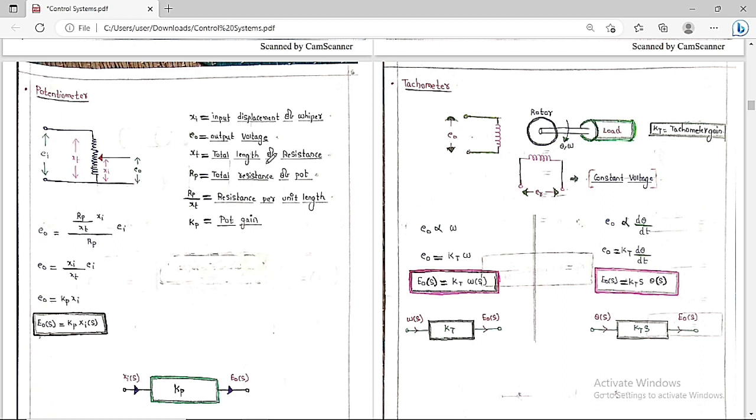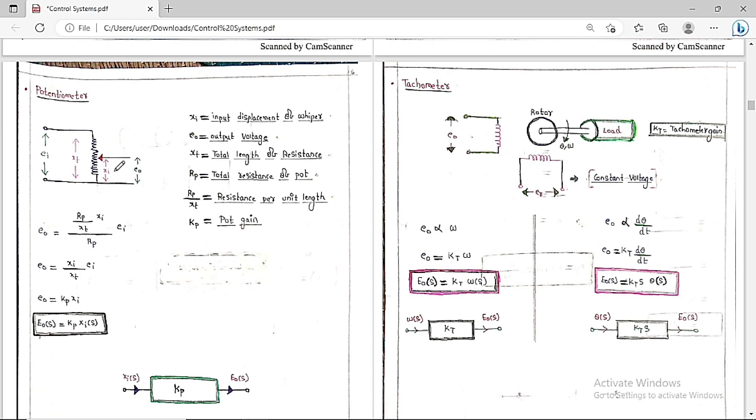So we have to remember these are the formulas. So we can say Ei. So basically we can say Xi. This Xi is called the input displacement of the wiper. First, this is the wiper. We are going to displace this either upward or downward in order to get the voltage E naught.